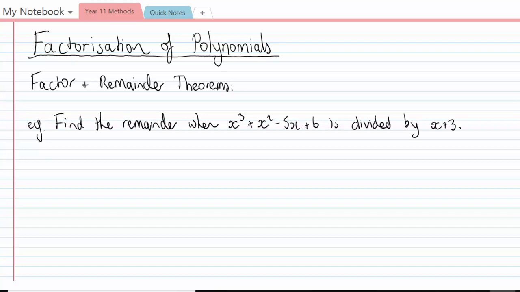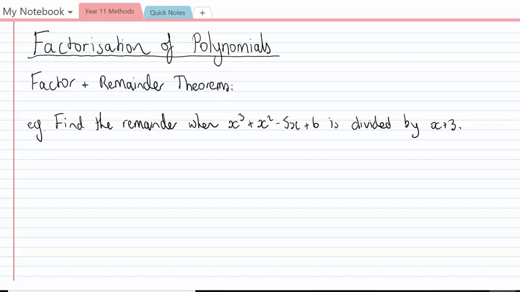Hi everyone and welcome to this video on factorization of polynomials. I'm going to break this into three parts. The first part is going to be looking at the factor and remainder theorems. The second part is going to be actually doing the factorization. And the third part is going to be looking at the sum and difference of two cubes.